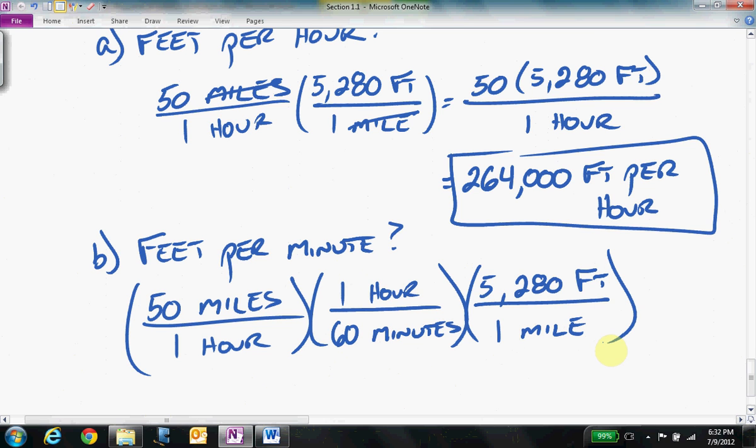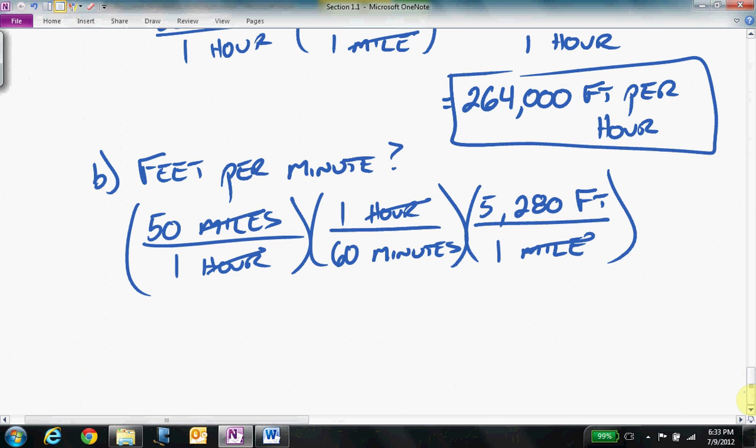Why do I put it over a mile? Well, because here I've got my hours, which are canceling, I got to get rid of my miles because those aren't in the final unit. The final unit is feet per minute. So I got to get feet in the numerator. Per is the same thing as your division sign. Minute is what's in my denominator. And I've successfully converted and canceled all my units. So now it's just some basic math.